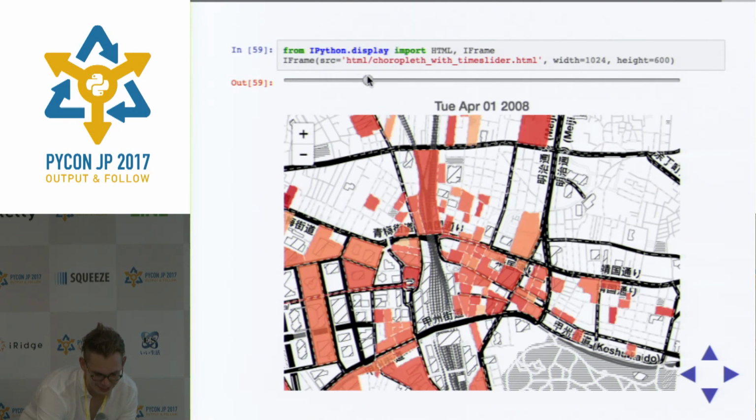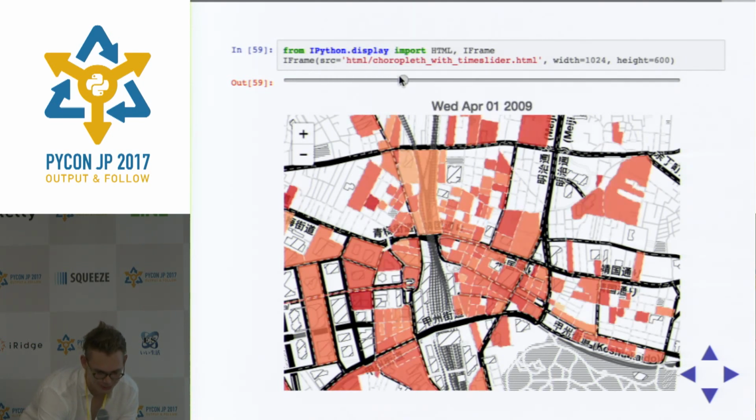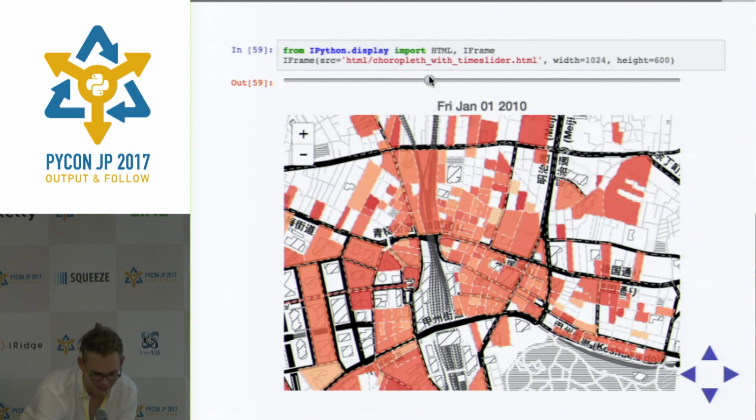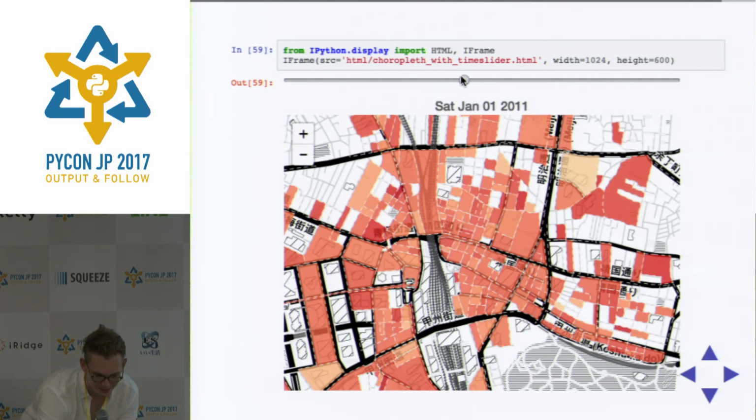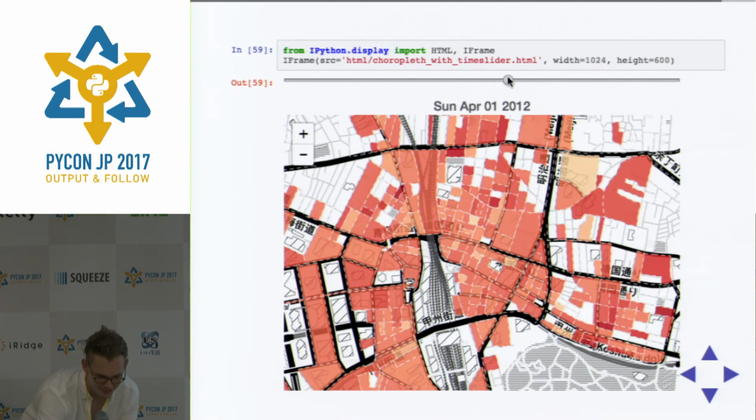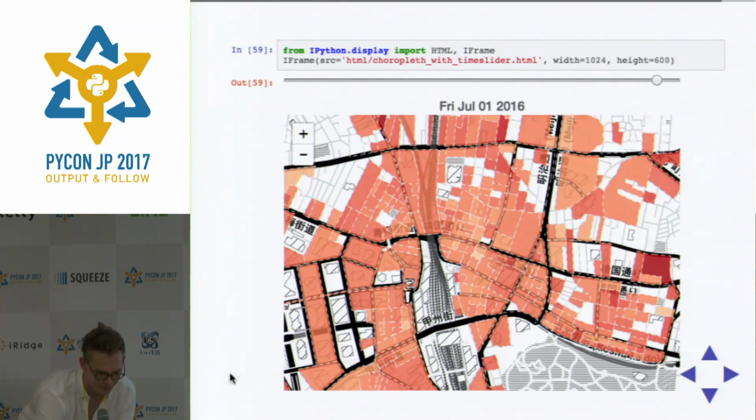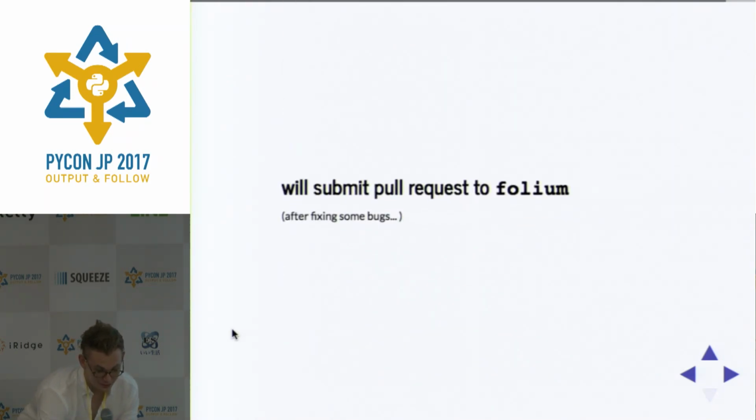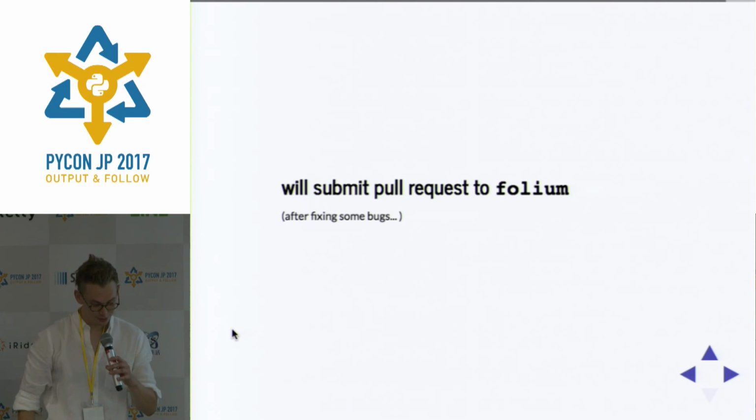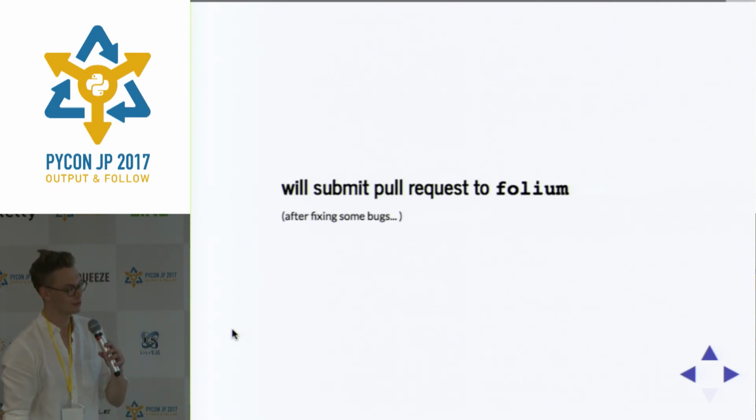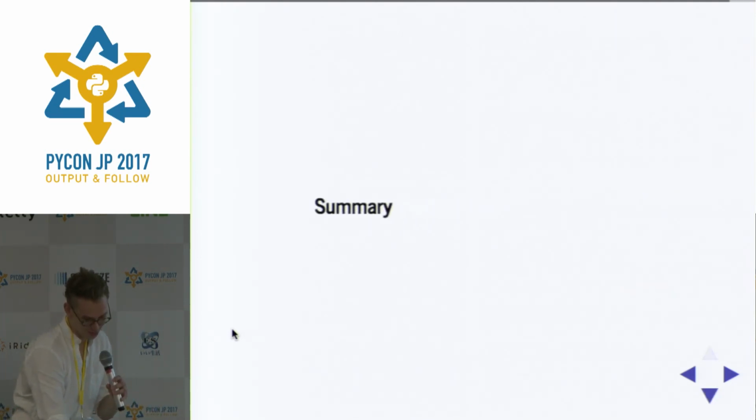So you already saw this, but I just want to show it again because I kind of like looking at it. Yeah, so you can see how data changes back and forth in time. I plan to submit this in a pull request to Folium, so if you want to make the same maps, that should be possible fairly soon.